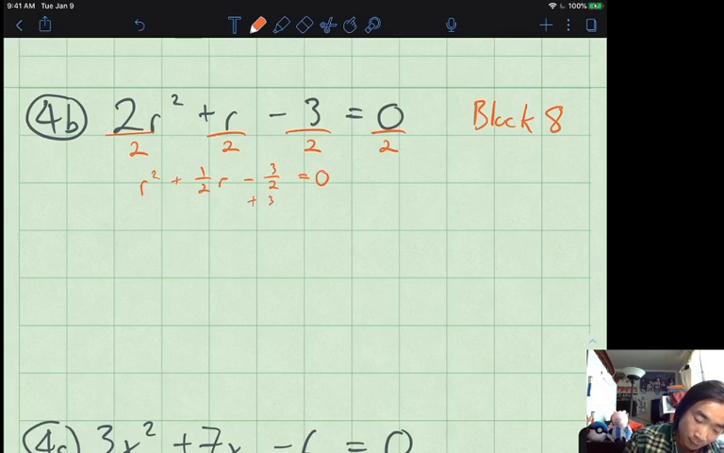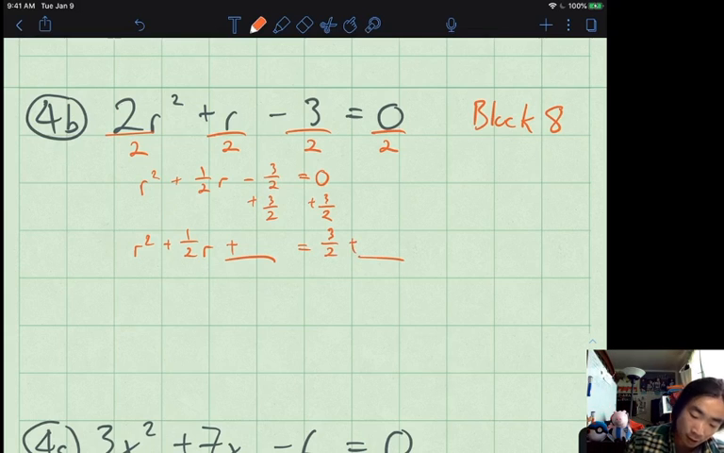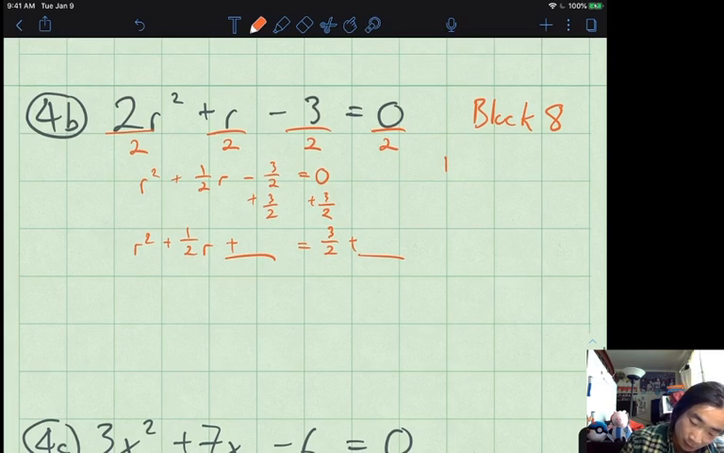We move this term over. So now we have r squared plus 1/2 r plus something equals 3 over 2 plus something. I draw the blanks to remind me it has to go onto both sides, and also this is what it means to complete the square. I'm adding in something to make it look like... oops. Is there a question?